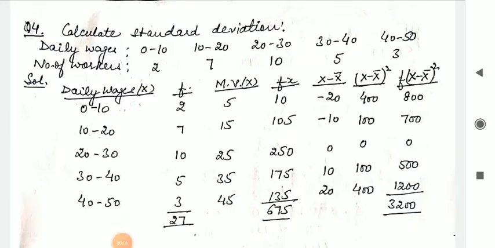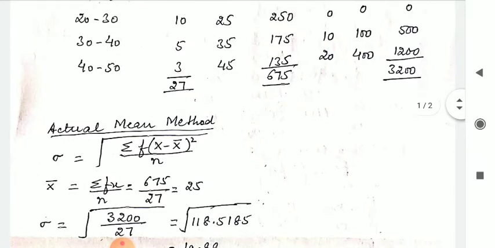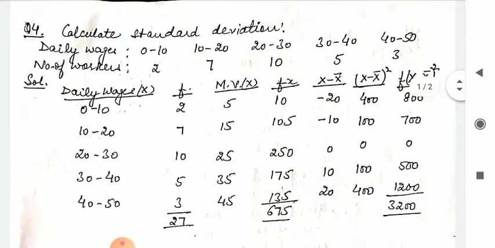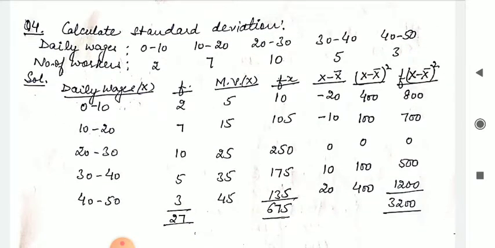In this lecture, I am going to explain the calculation of standard deviation. So, firstly, I would be using the actual mean method. I have taken an example. Supposing we are given daily wages 0 to 10, 10 to 20, 20 to 30, 30 to 40, 40 to 50, and number of workers 2, 7, 10, 5 and 3. And we need to calculate standard deviation.